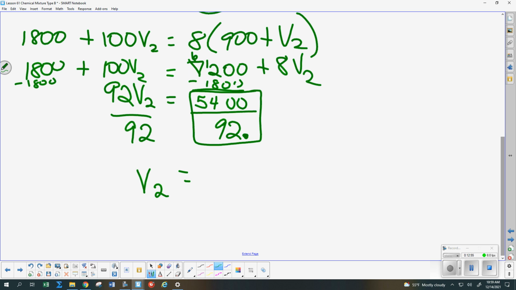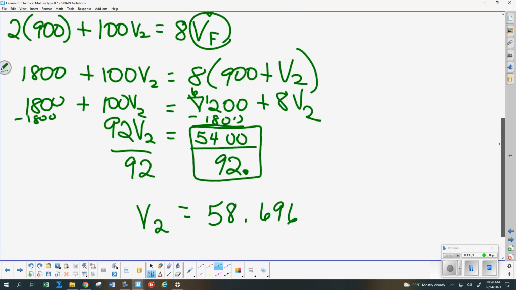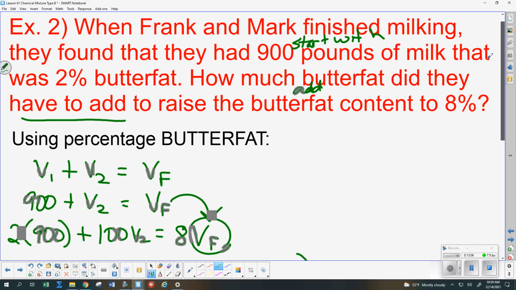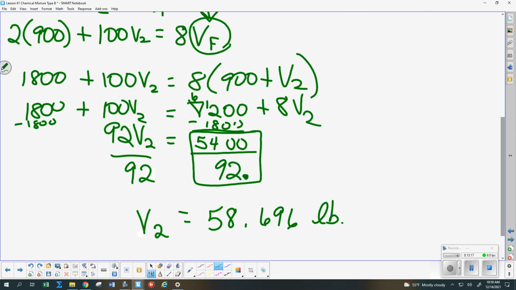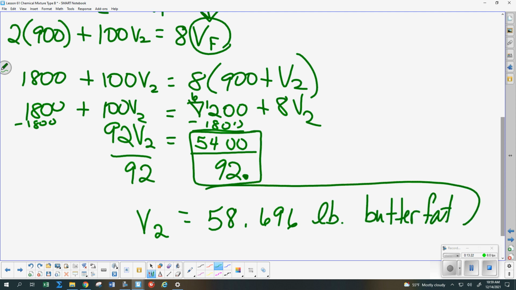Let's get a decimal answer that makes sense so I know how much I am talking about with that. Alex, what'd you get? Others? 58.696. Give me a thumbs up or thumbs down. And we need to label it. Units for this problem were pounds, and V2 was the butterfat that we are adding. So I need to label that as pounds, LB, of butterfat. So are we good with that one? Okay, one last example, and then we'll do some work on problems.